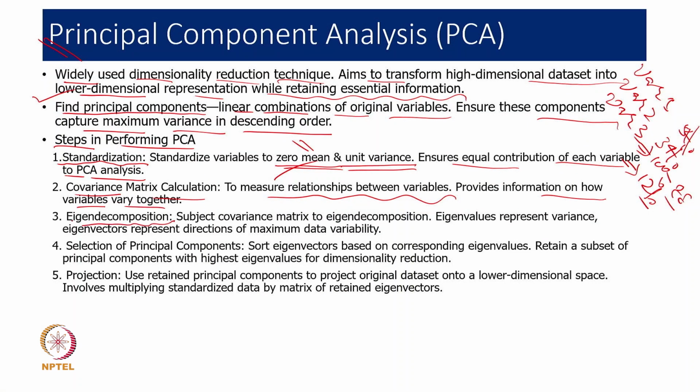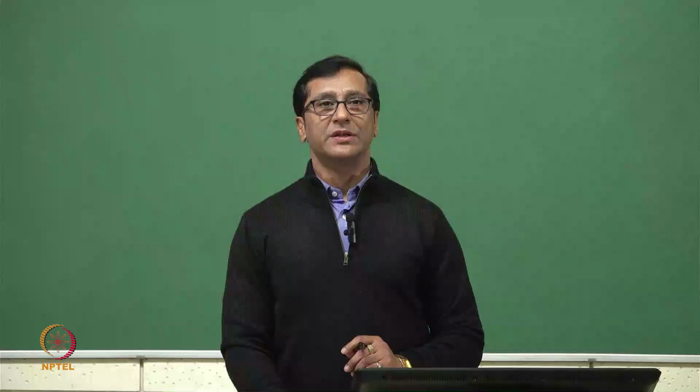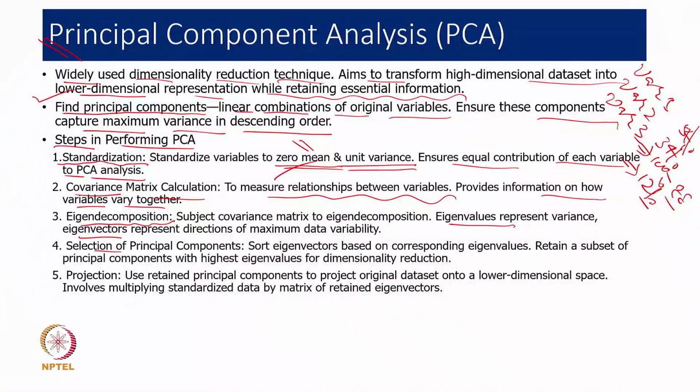Then comes the eigen decomposition, because the eigenvalue problem has been solved a number of times. Here we do the eigen decomposition of the covariance matrix. Once that is done, we get eigenvalues and eigenvectors. Then how do we select the principal components? We sort the eigenvectors based on the corresponding eigenvalues, so the higher value is on top and the lowest value is at the bottom.